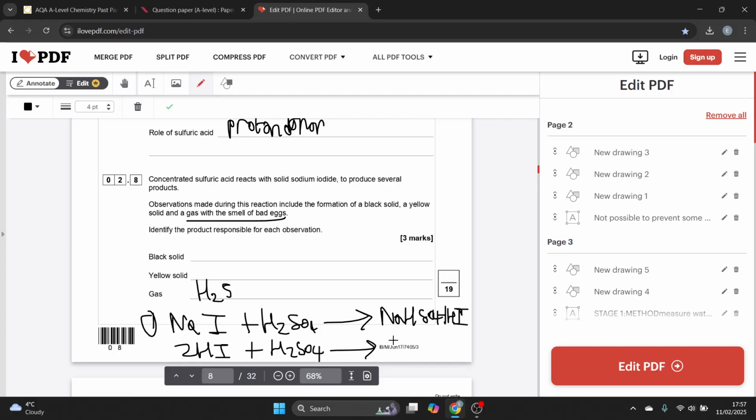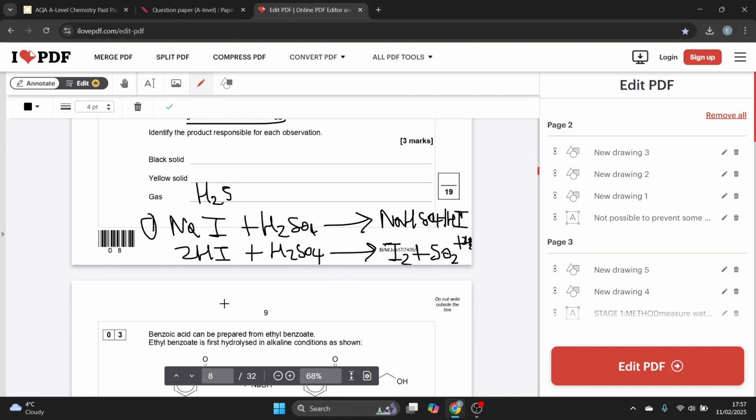What is it called again? I think you form I2 plus SO2 plus 2H2O. And is that balanced? Yes, it is. And then the third one, you get 6HI plus SO2 to form I2, but in this case it's going to be 3I2 plus H2S, which I know I'm going to form, plus 3H2O. No, it's going to be 2H2O because it balances out.